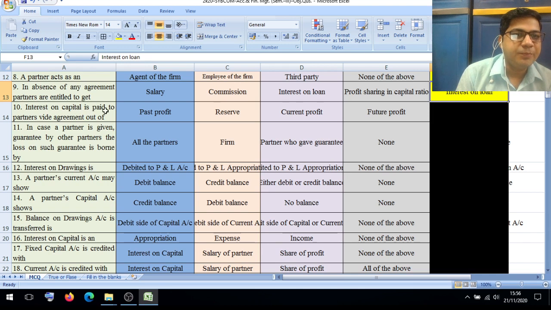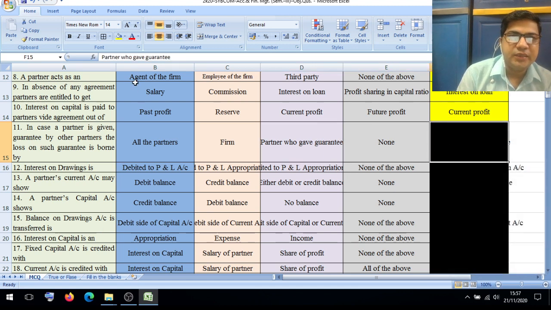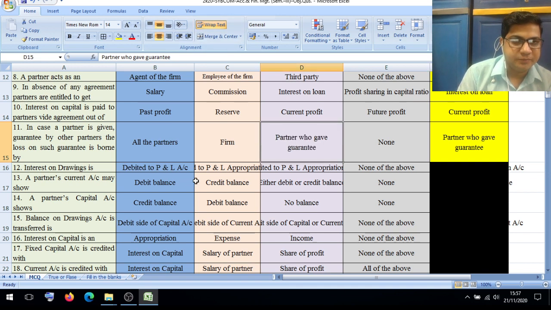Interest on capital is paid to partners, while agreement, out of past profit, reserve, current profit, future profit. So the answer is current profit. In case a partner is given a guarantee by other partners, the loss on such guarantee is borne by all partners, partners who gave the guarantee, or none. The answer is partners who gave the guarantee.